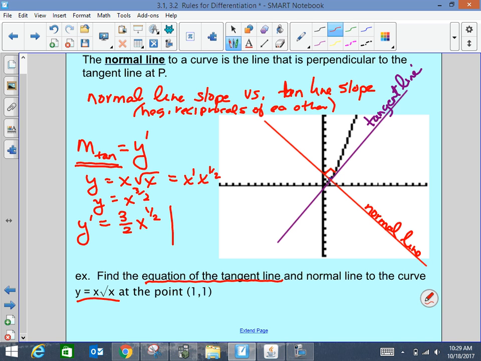Remember, we are at what value here? We're at 1. Remember, x equals 1. That's all we care about is what x is at that point. What's 1 to any power? 1 to the 4/3. 1 to any power is 1. So we have a slope of 3/2. Okay? 1 to any power is 1. All right.